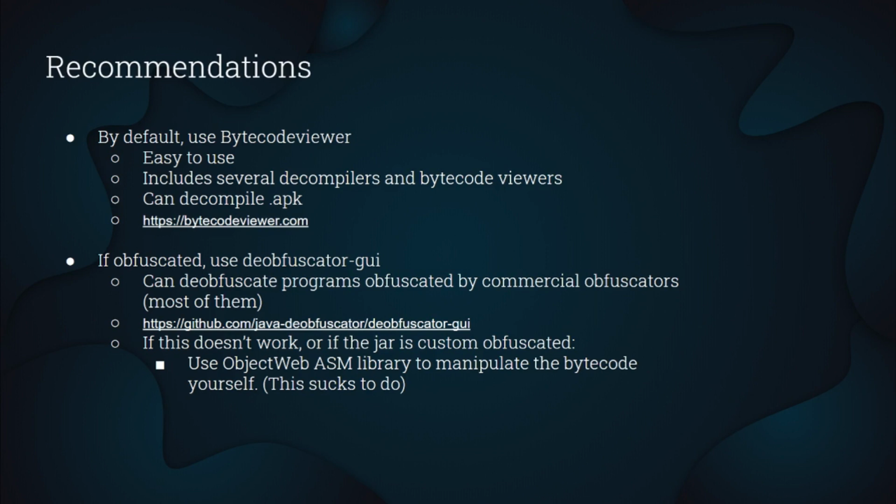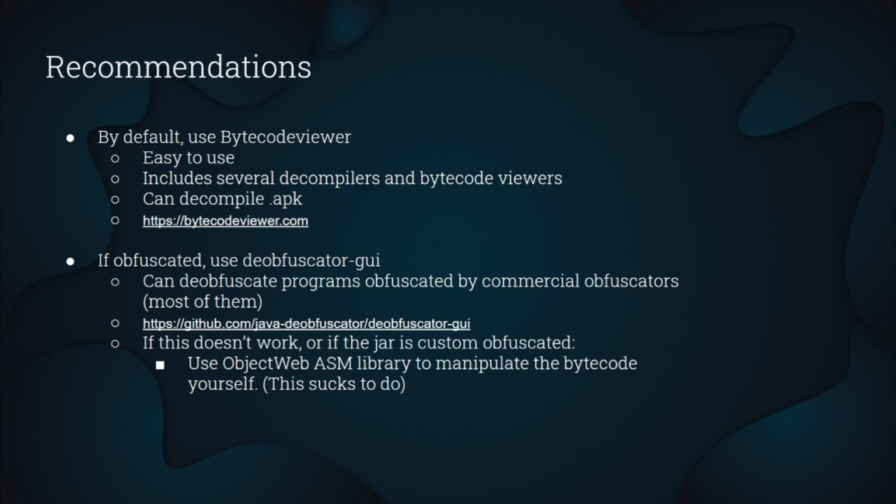But again, like I've said, if the program is obfuscated, we must use a deobfuscator. And the recommendation for that is this deobfuscator GUI. This will be able to reverse ZKM, string encryption, and various other obfuscation techniques really effectively. And this will also be used in the example coming up.